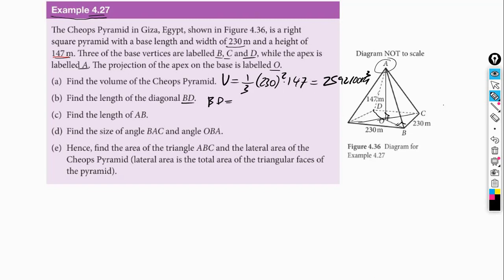is going to equal the square root of 2 times 230 squared. Because this is 230 squared plus 230 squared, which are the legs of this right-angled triangle. And then this is going to give us approximately 325 meters.